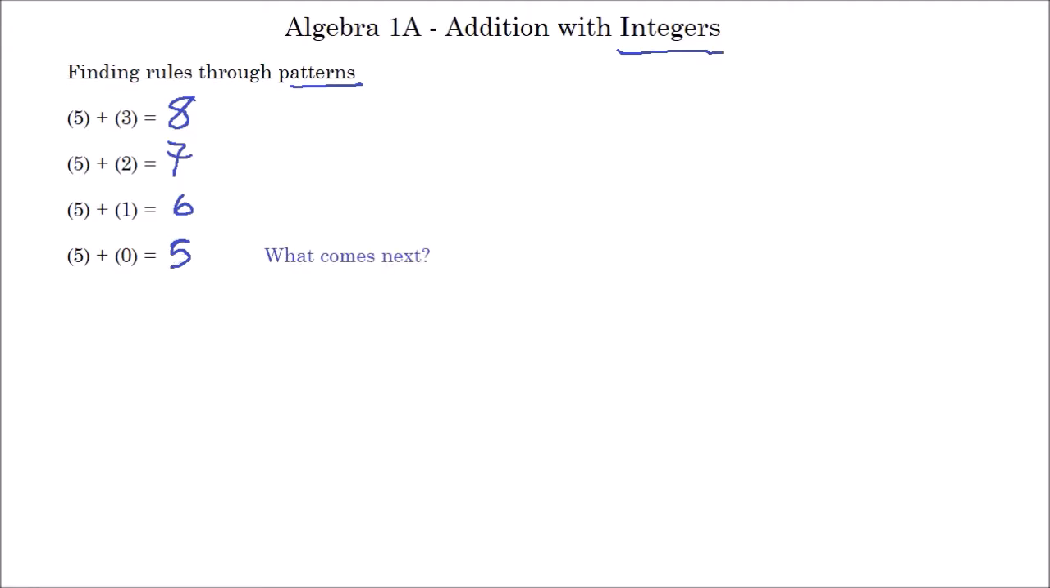I'm looking for an addition problem, not just what the problem is, but also what the answer is. If you look at the patterns here, we've got 5, 5, 5, 5. The first number is always 5, it's a very boring pattern. Another thing, we're always adding, so that's another boring pattern. The second number has a pattern: we're going 3, 2, 1, 0. So now I ask, what comes next?